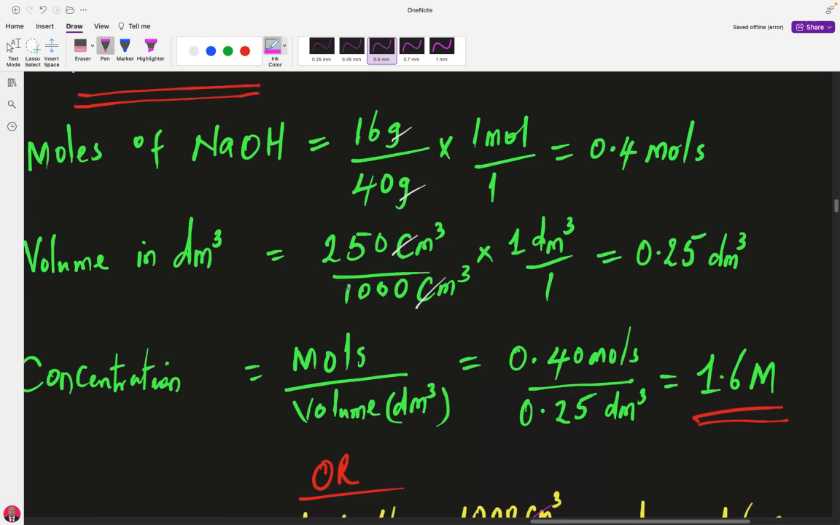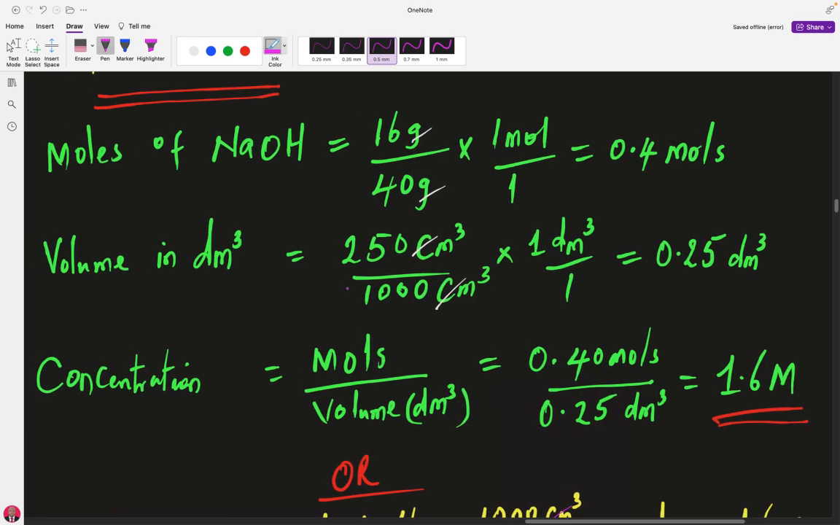Okay, the moles of sodium hydroxide that were given. In order to calculate the moles, we have the mass, over the molar mass. We have 16 grams of the mass that was given, divided by 40. 40 is 23 for sodium, 16 for oxygen, and 1 for hydrogen, making a total of 40. And when we divide it and times by 1, we will have 0.4 moles. We are timesing by 1 because when we divide grams by grams, there will be no moles. So we put times 1 mole of sodium hydroxide.